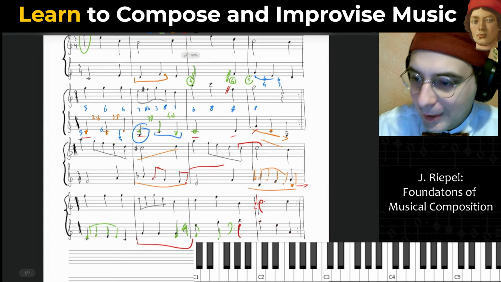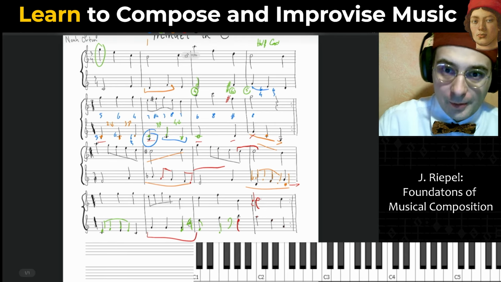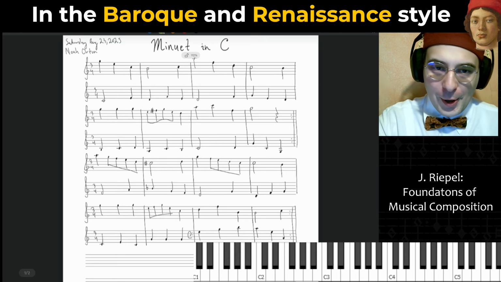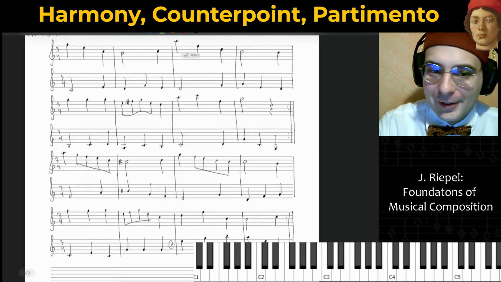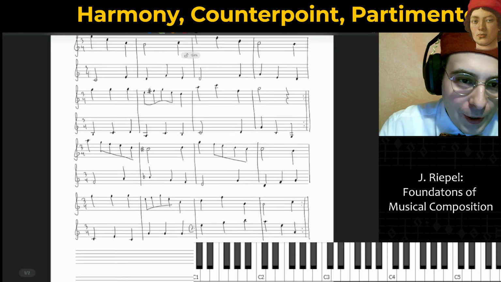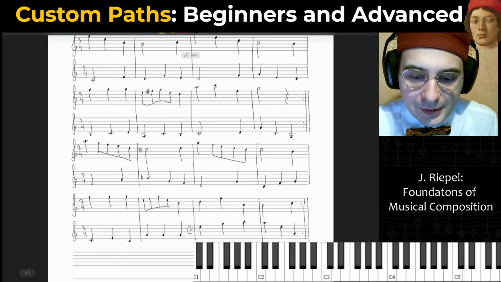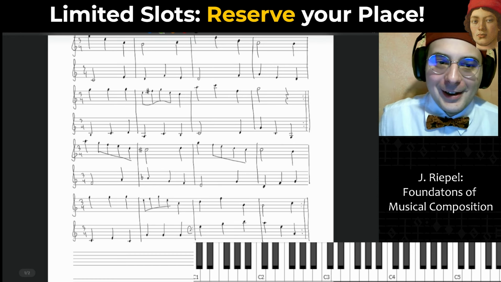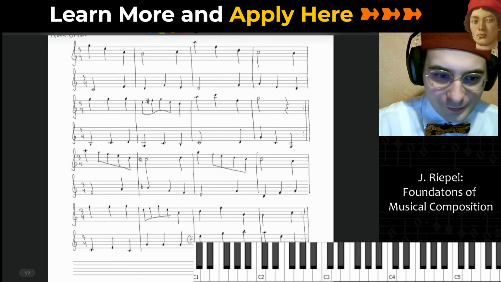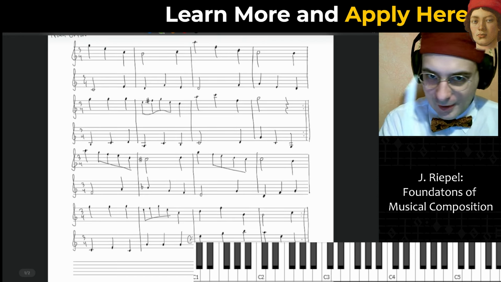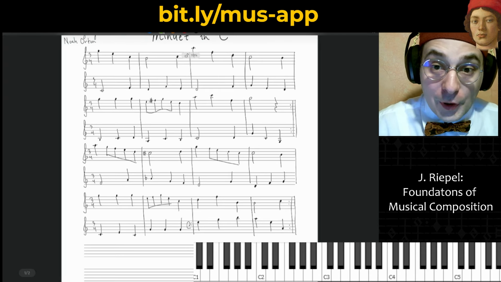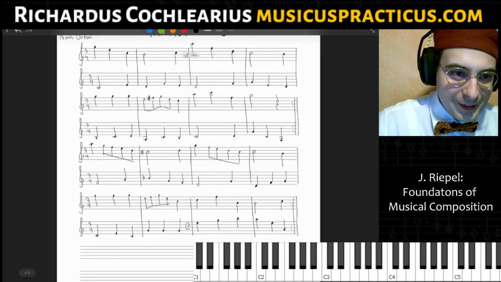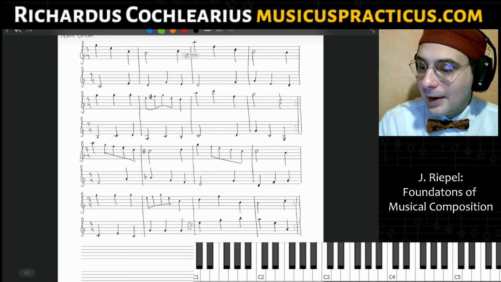And now let's play the minuet from the beginning. Or better, let's play the before and after. You know, when you go on a live website where you can buy some clothes, there is the before and after. Before the magic pen, the Ripples pen, we have this. The Musicus Practicus pen, we have.